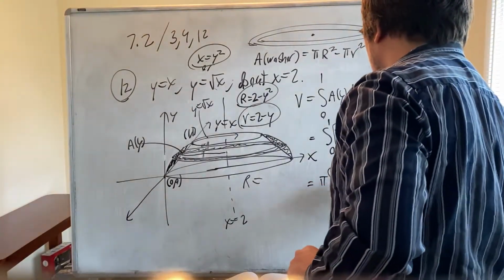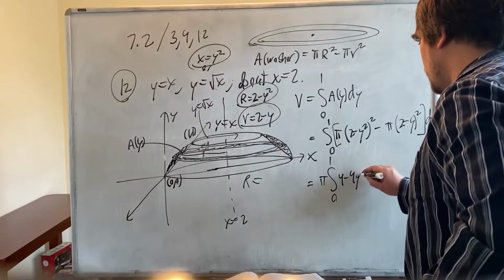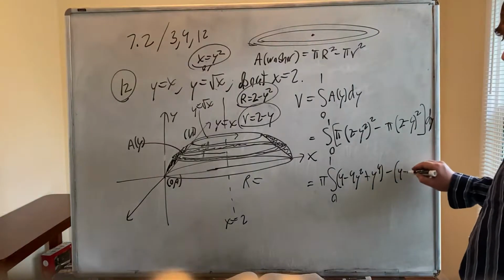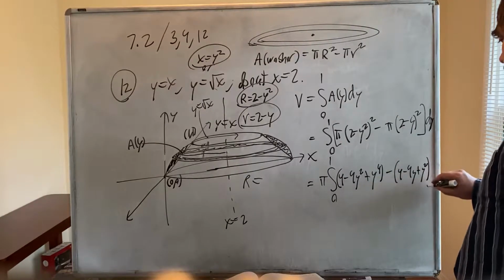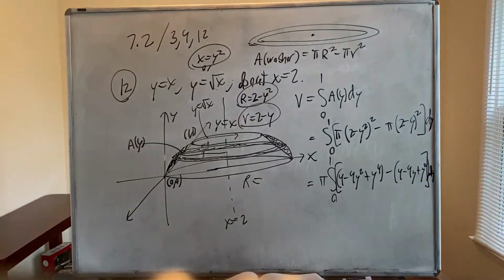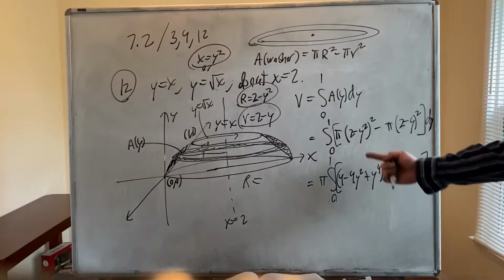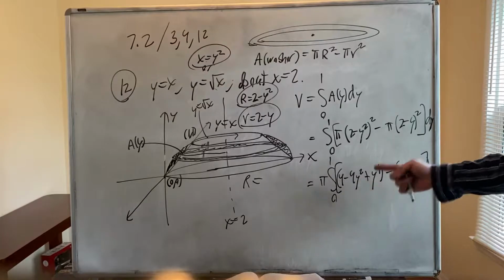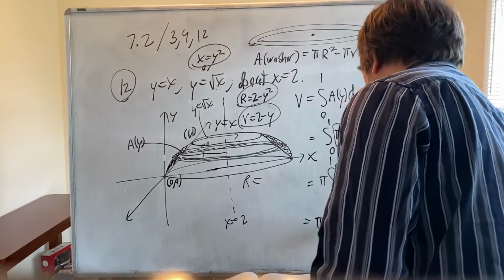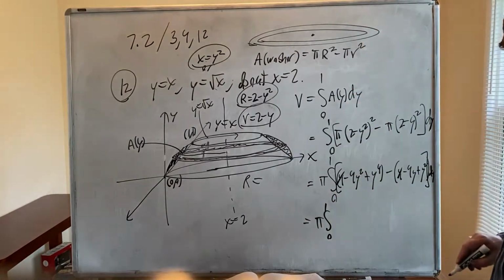So this is pi times the integral from 0 to 1 of (2 minus y squared) squared. That's 4 minus 4y squared plus y to the fourth, minus (2 minus y) squared, which is 4 minus 4y plus y squared, dy. Okay? (2 minus y) squared is 4 minus 4y plus y squared. And (2 minus y squared) squared is 4 minus 4y squared plus y to the fourth. Okay, so I'm going to factor out the pi. So I'm just calculating this integral. So this is pi times the integral from 0 to 1. 4 minus 4 is gone.